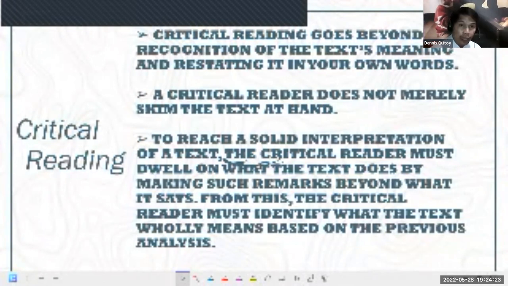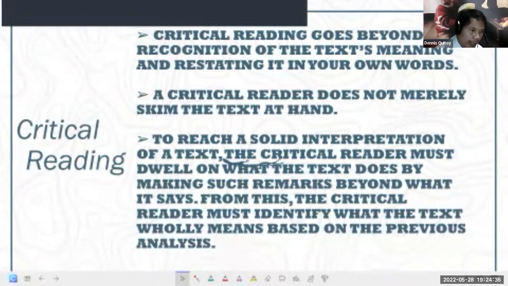In critical reading, that is not the case, because critical means you need to think deeply. You need to understand the meaning behind the text, and the elements related to the text. So in short, critical reading is a broad understanding of the text. If you are a critical reader, there are certain steps that you need to follow in order to extract the real meaning and understanding of a well-written text.